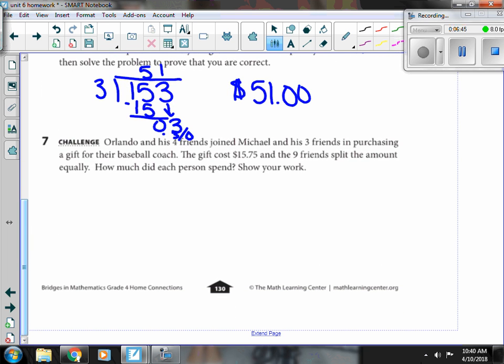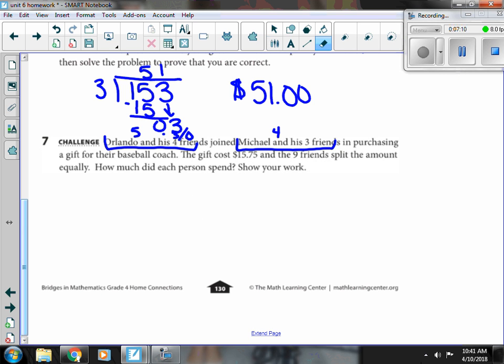And number 7, Orlando and his 4 friends, 5 people, joined Michael and his 3 friends, that's 4 people, in purchasing a gift for their baseball coach. The gift cost $15.75, and the 9 friends split the amount equally. How much did each person spend? So this is just a long division problem.